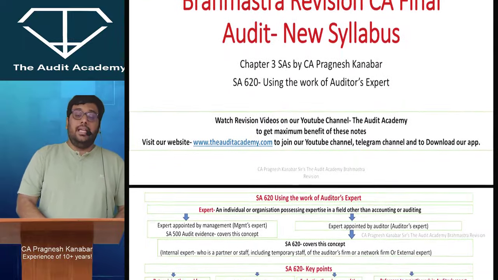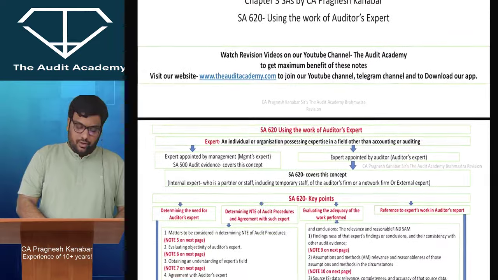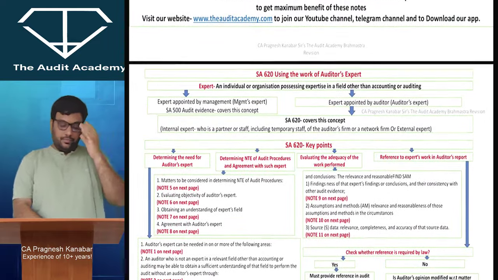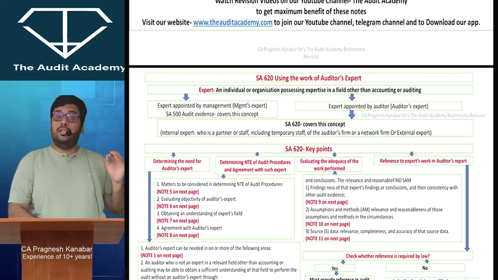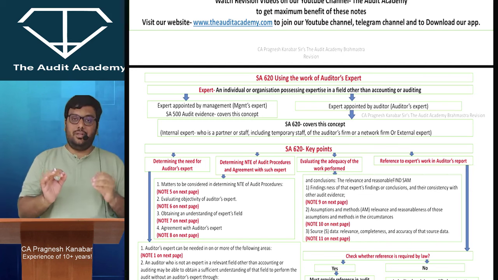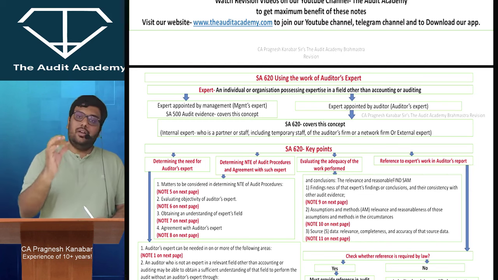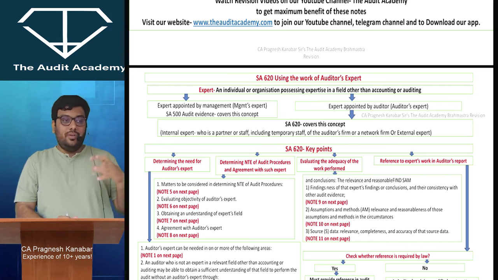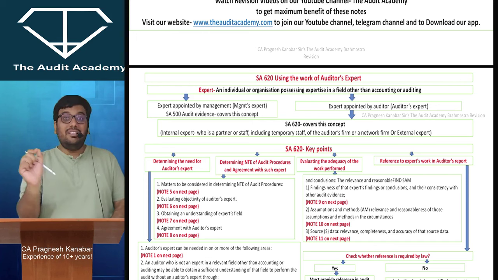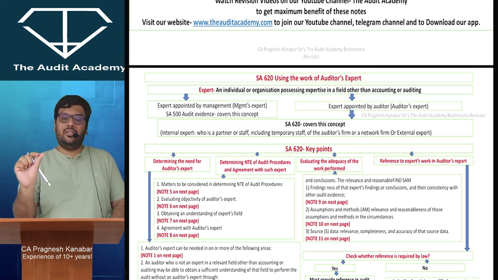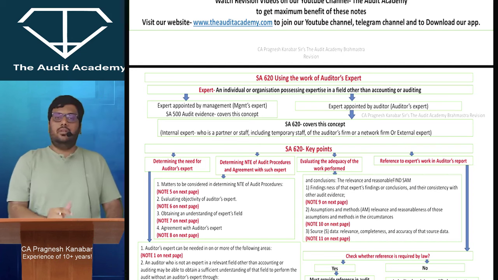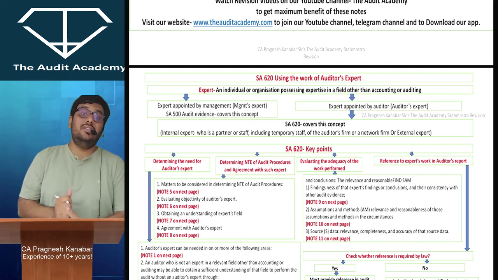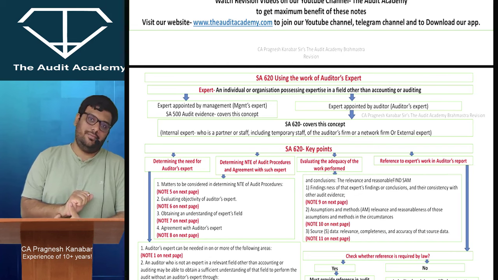Yes. SA620, using the work of an auditor's expert. Now look at this. When it comes to using the work of an auditor's expert, first of all, who is an expert? See, the normal English meaning and audit vocabulary are two different things. You are an auditor of the financial statements of the company. If you are taking help of another professional in accounts and audit work for accounting standards, Ind AS, SAs and such, then let me tell you, you are technically just using a consultant and not an expert.